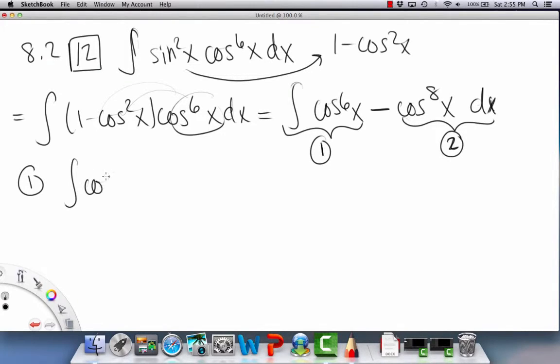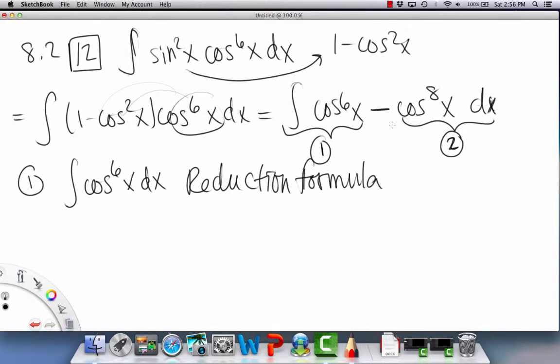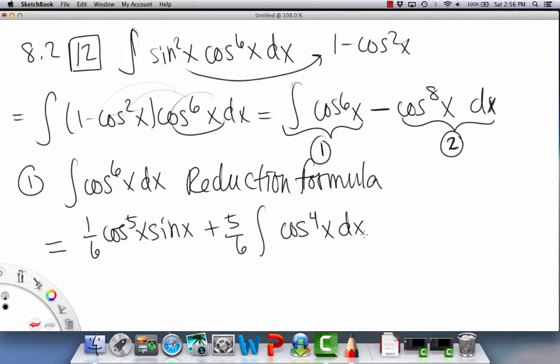For the integral of cosine to the 6th x dx, we're going to use the reduction formula, which is on page 419. Once you apply the reduction formula, I'll write all of them out. It's kind of long, so I'm sorry beforehand. The first thing is going to be cosine to the 5th x sine x. Once you do this multiple times, you'll start to see a pattern, and then you apply it again.